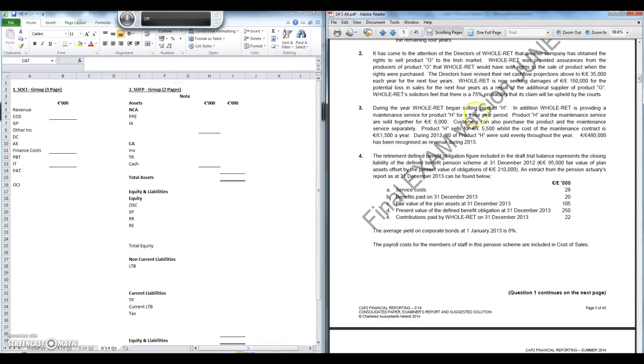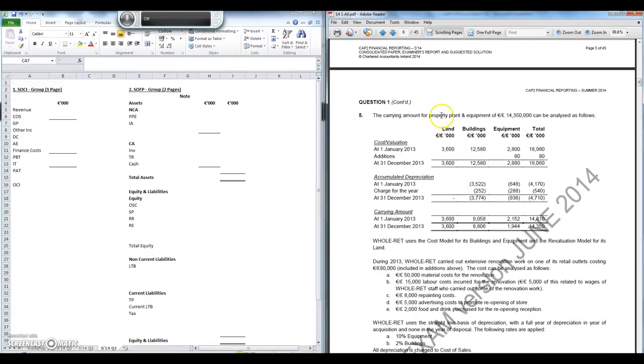So during the year, Whole began selling product H. In addition, Whole is providing a maintenance service of product H also for a 3-year period. So it can be sold together for £6,000, alternatively it can be sold separately. So once you practice your standards, you'll know straight away this is revenue recognition and IAS 18, the bundling of products. So nothing more going down the line. Retirement benefit obligation, we know straight away that's an IAS 19, so with your pensions, defined benefit, and you're kind of prepped that you know IAS 19 is coming up.